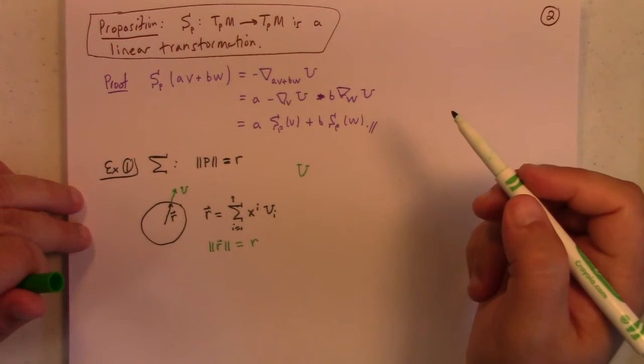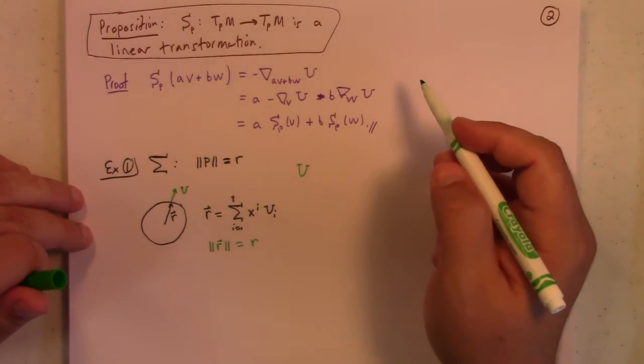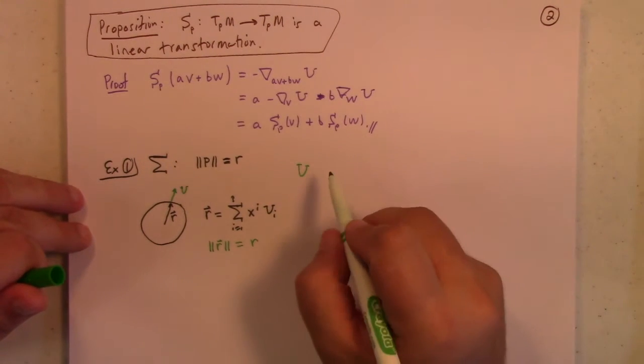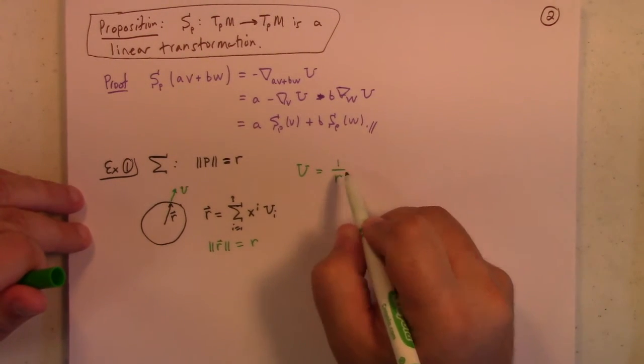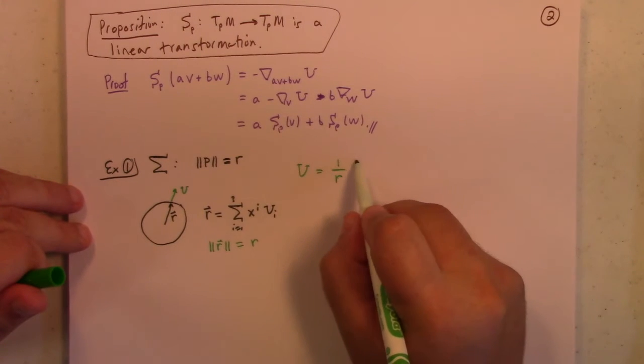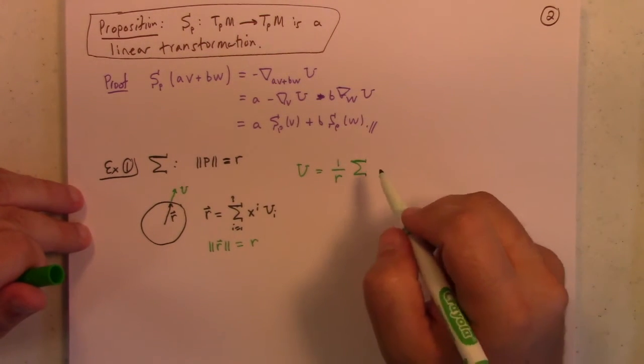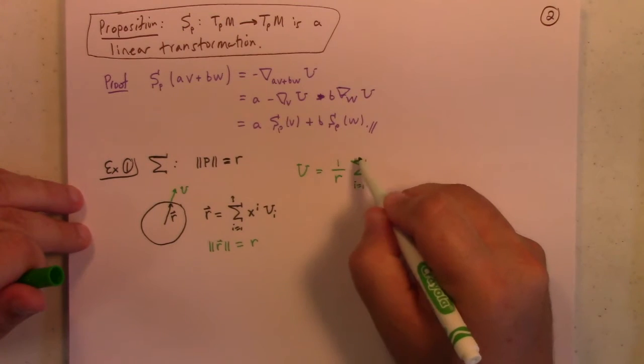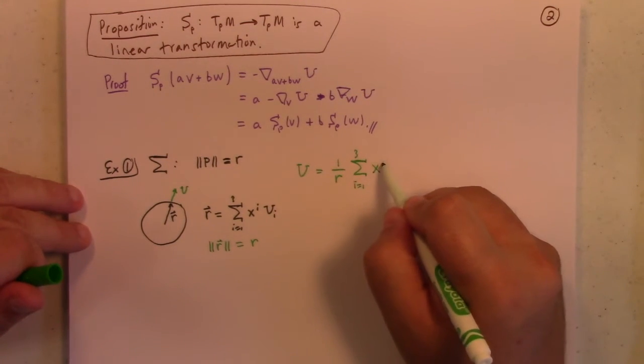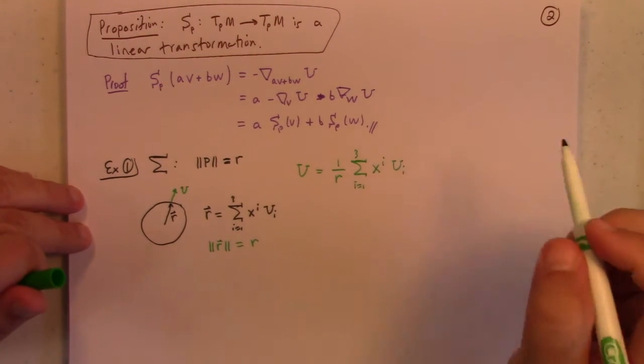Sorry, not the best choice of notation here. Well, too late. Anyway, so u is equal to 1 over r, that's a constant, all right, times the sum i equals 1 to 3 of x^i u_i.